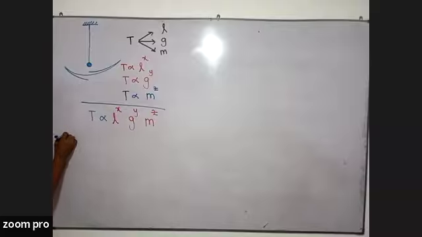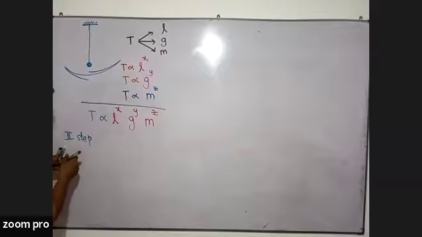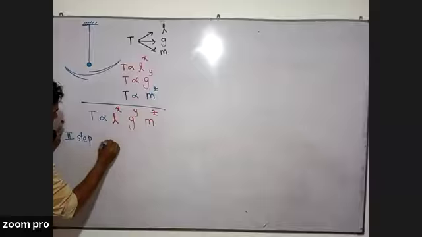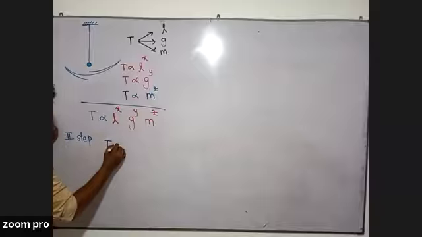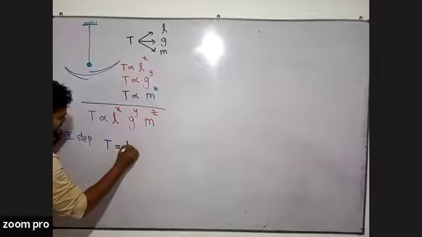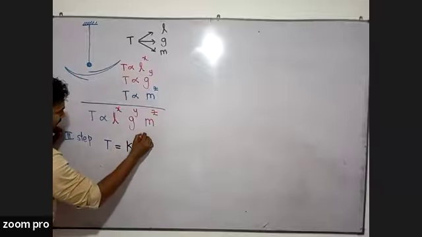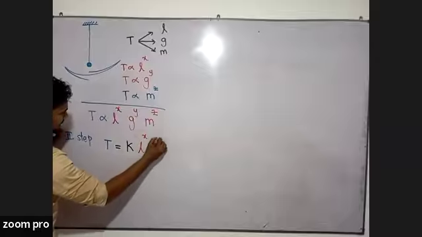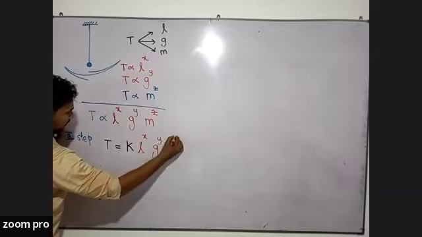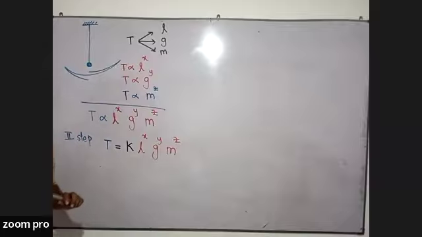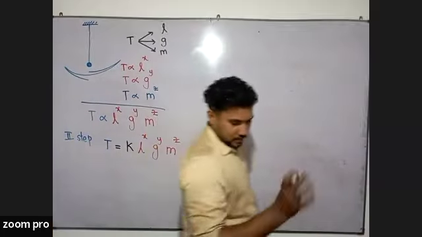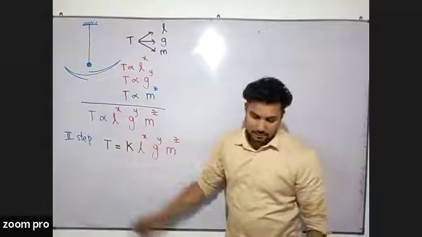Now in the second step, as we discussed, we have to exclude this proportionality sign. To exclude this proportionality sign, we have to use an equal sign and a constant, and write down the rest of the things in the expression. That is right. So this is the expression. Okay. Now this is the expression that we obtain in the second step, right?